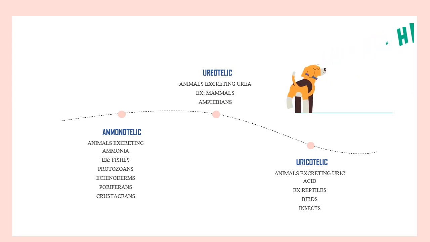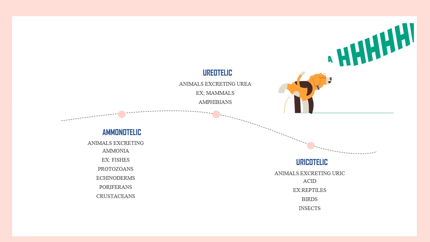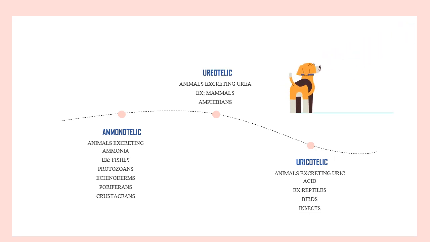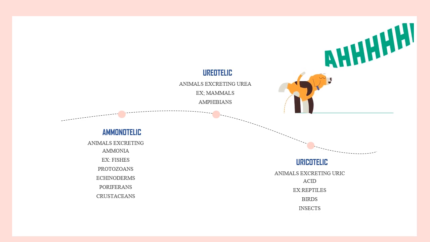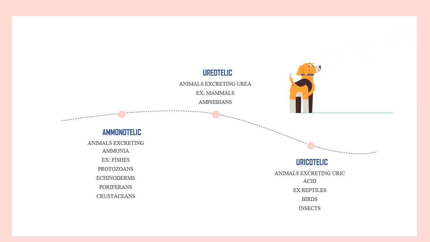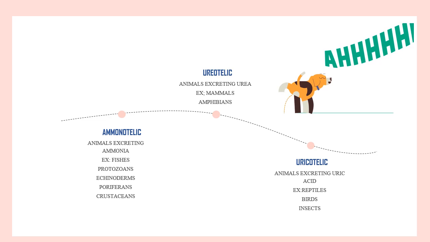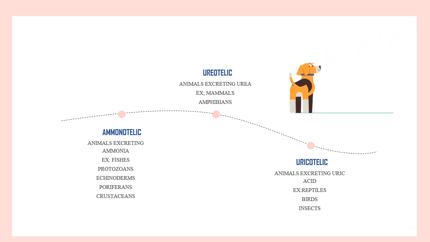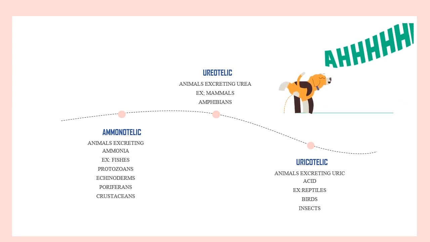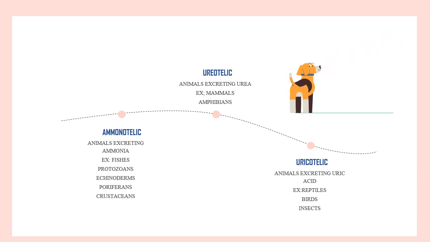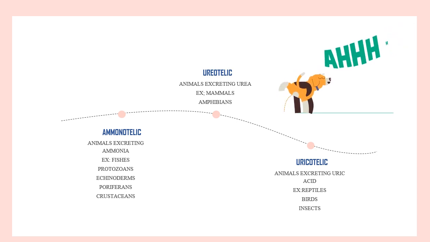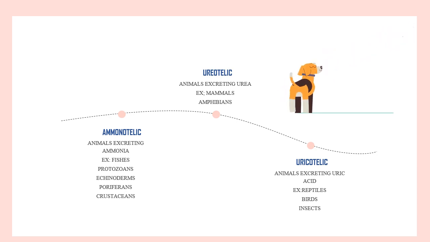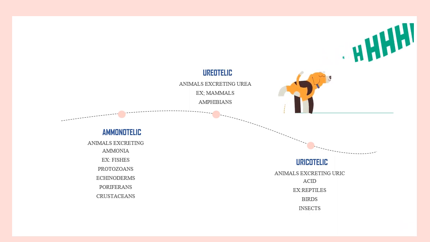Ureotelic is the animals which excrete the urea. Uricotelic animals are the animals who excrete the uric acid. So here are some examples for ammonia excreting animals: fishes, protozoans, echinoderms, poriferans and crustaceans. Urea excreting animals are mammals and amphibians. We all come under the ureotelic.